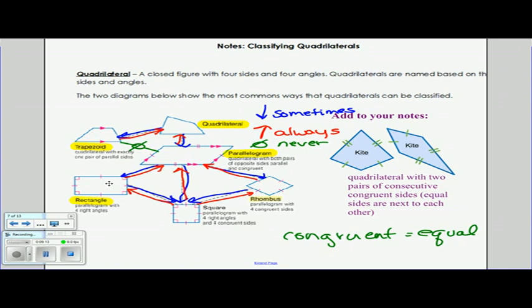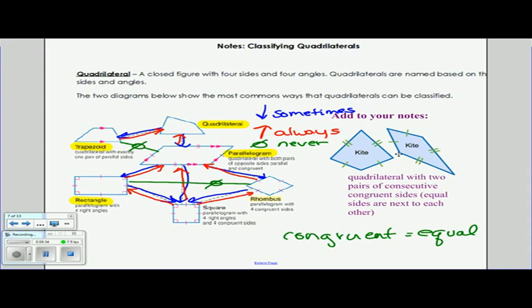There is no line connecting rectangle to rhombus. A rectangle is never a rhombus. Okay? So reading this flow chart, you can figure out sometimes, always, and never. There's a couple of special shapes, actually one special shape that we'll be talking about with quadrilaterals, and that is a kite.